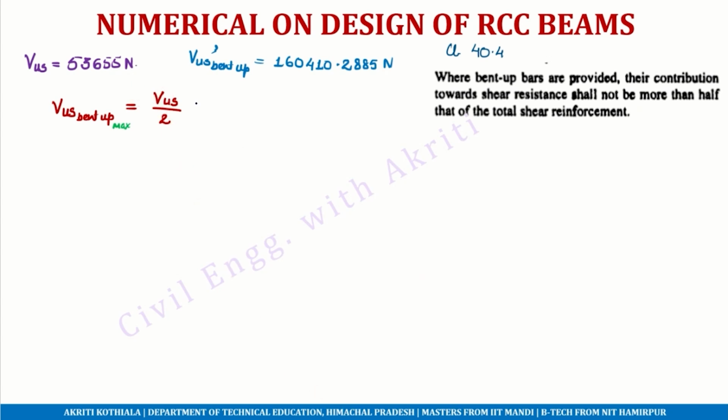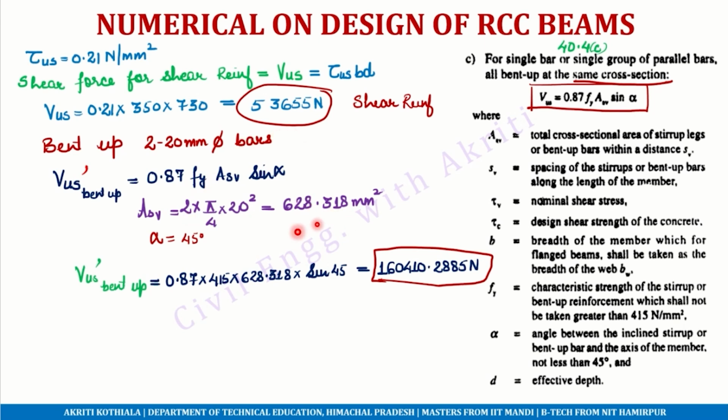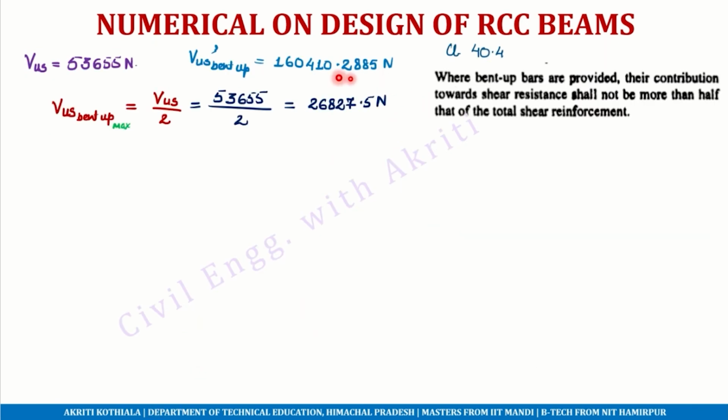So this value calculates to be equal to 26827.5. Now, when we calculated the value of shear reinforcement provided by bent up bars using this clause 40.4c, we obtained a value of 160410. This value is much greater than this maximum value permitted by the code.